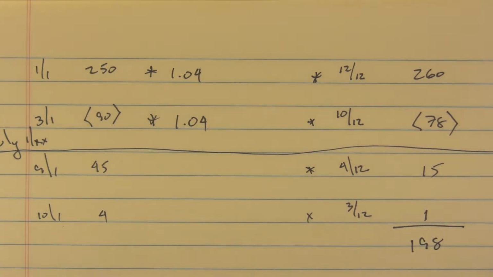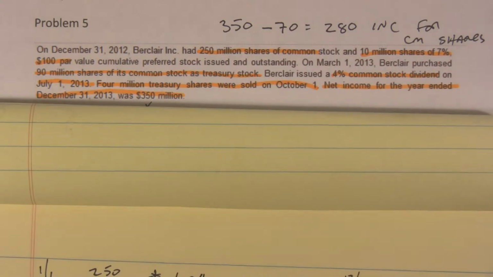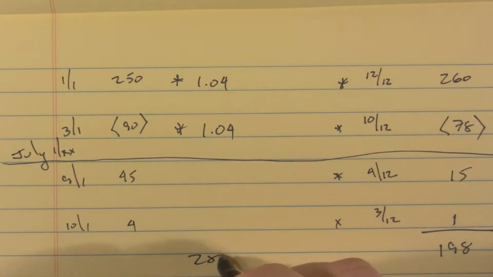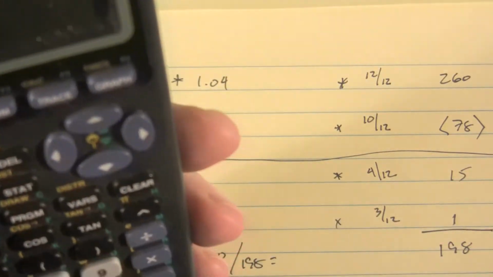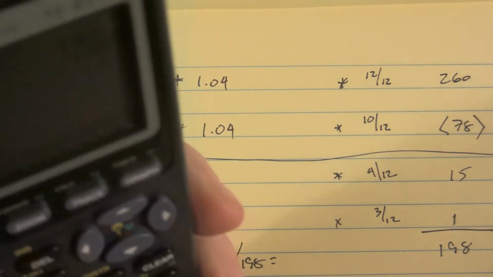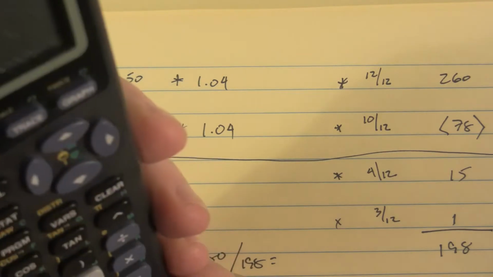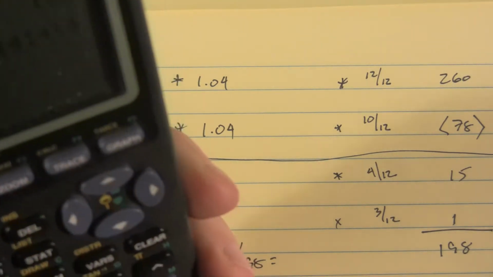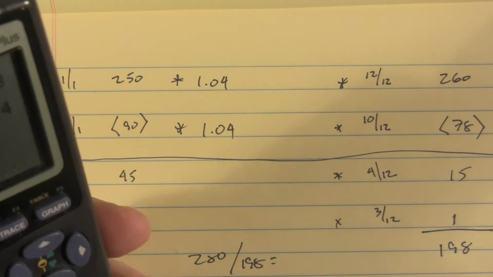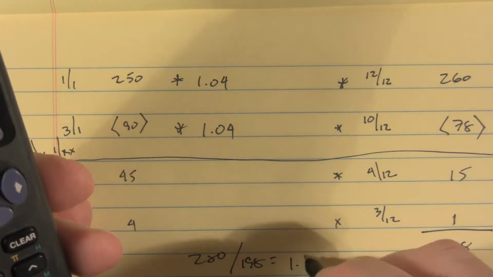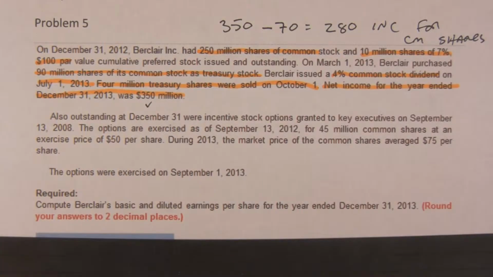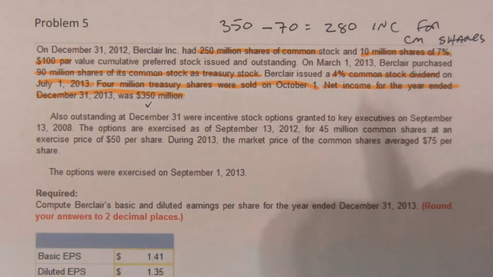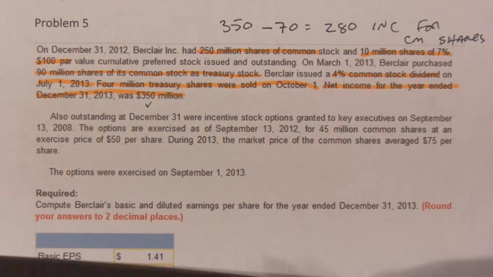So our basic EPS, income for common shareholders, 280, divided by 198. Survey says, 280 divided by 198, $1.41. So that's our basic EPS, $1.41. So let's fill that in. And there we go.